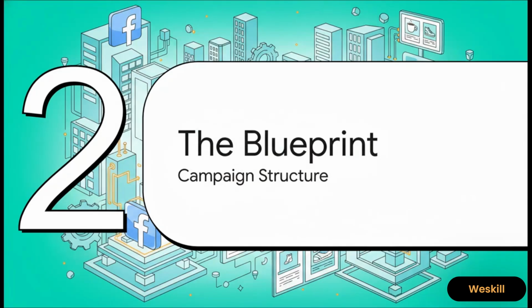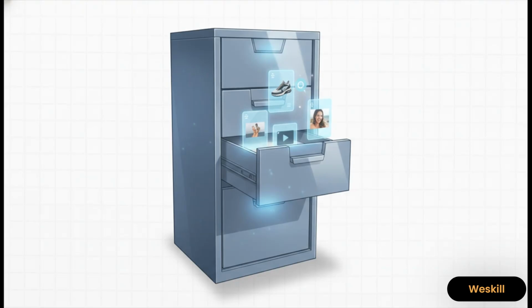So, with our foundation firmly in place, let's look at the actual blueprint for every single ad campaign you'll ever create. If you can understand this three-part structure, you've unlocked the key to the entire system. The easiest way to think about this is like a filing cabinet. The whole cabinet itself, that's your campaign. And inside that cabinet, you've got different drawers. Those are your ad sets. And then inside each drawer are the individual files. And yep, those are your ads. It's a simple three-level hierarchy that keeps everything perfectly organized.